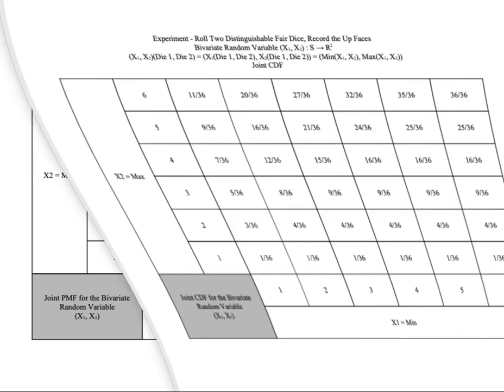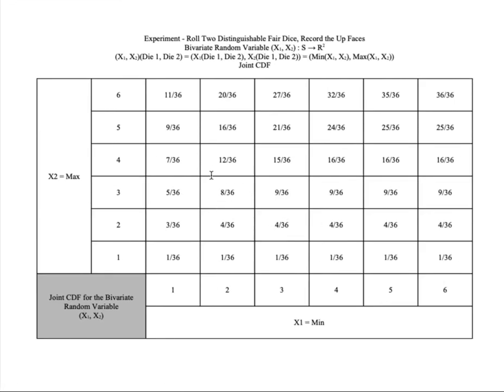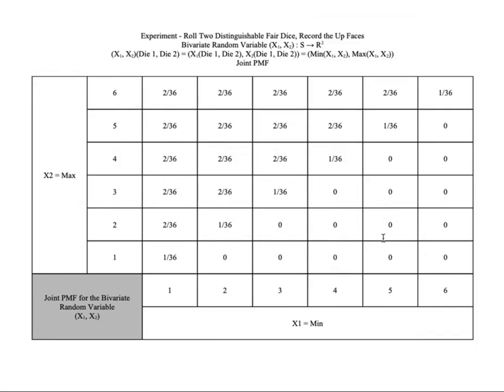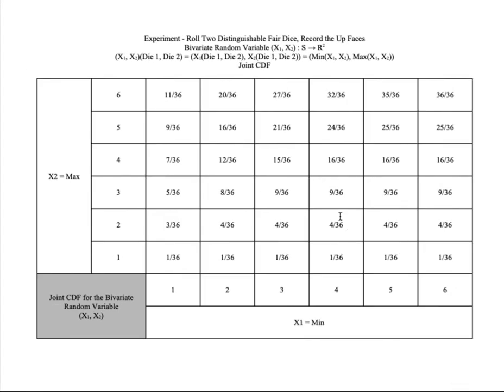So let me bring that back up. So you see exactly how we got that. Likewise, let's evaluate the joint CDF at the point x1 equal to 4 and x2 equal to 2. All right, so we need to accumulate all probabilities to the left and down from that point. And so we're accumulating probabilities over this region. And so that should equal 4 over 36. And so when we evaluate that, you can see here that that's what we get.